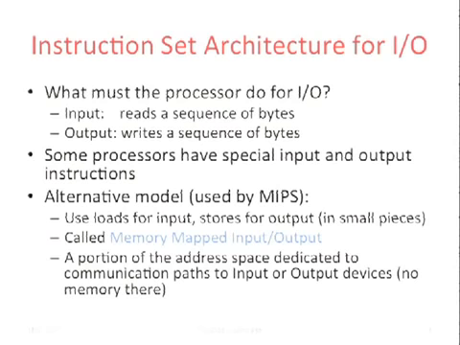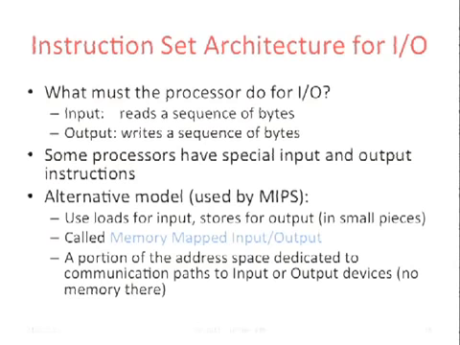Okay, so how do we do that? How do we make that connection? One way to do it is by having special instructions, okay? And again, this will be at the assembly language level. So you can have separate input and output instructions. You can have an input, which is going to read a sequence of bytes. You can have an output that writes a sequence of bytes, okay? And some processors do have special instructions for this. But the MIPS actually doesn't.